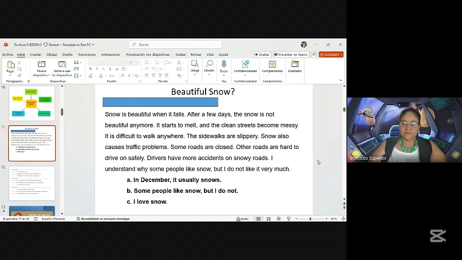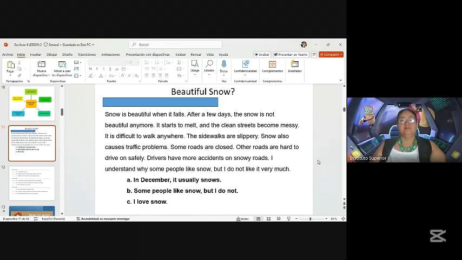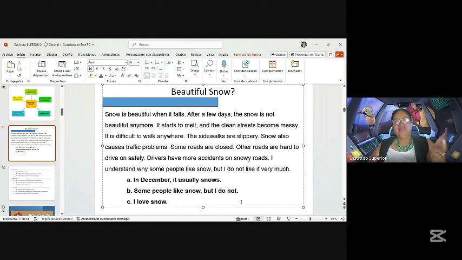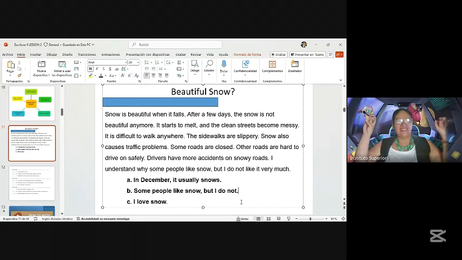Take your time. I think it is because the person that is talking is explaining a lot of negative reasons about this snow. Maybe. It says, in December, it usually snows. Why is this not appropriate? Because the first example is telling a fact. It's a very basic and general fact. It's something that we already know. It's too general. Very good. It's too basic. What happened with C?